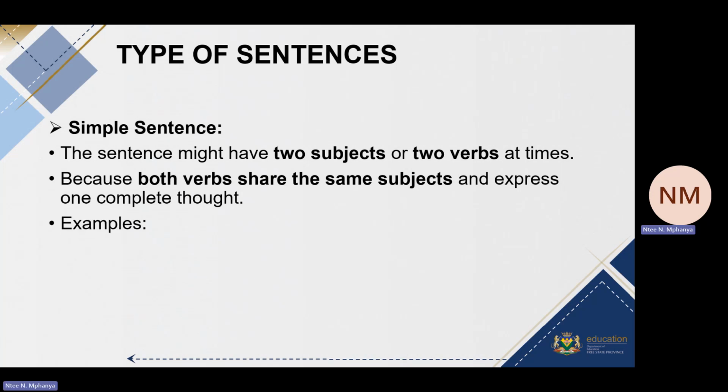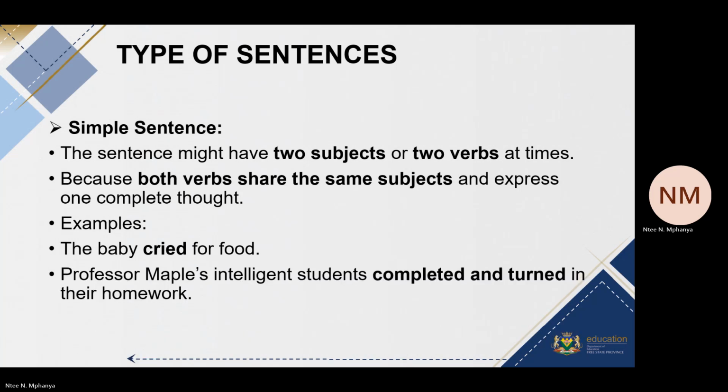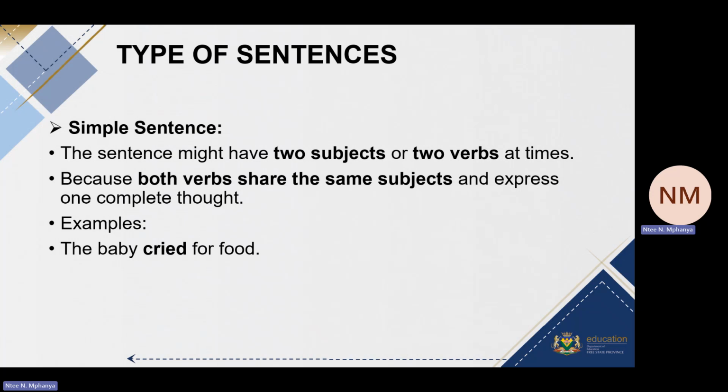Let us look at the following examples. The baby cried for food. What did the baby do? He cried for food. One subject, the baby, and one verb, cried. That is an example of a short sentence. The baby cried for food. But remember, we said it will not always be a short sentence.